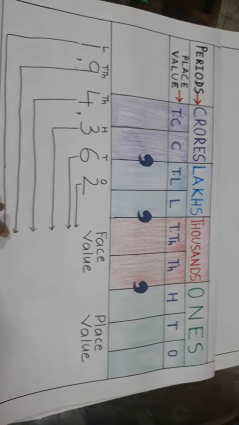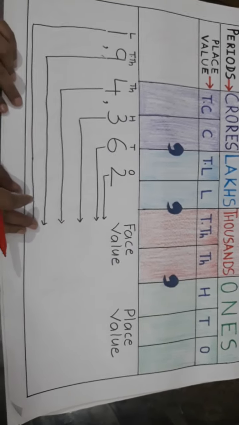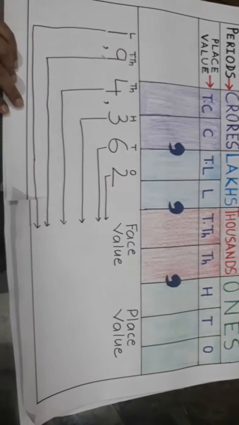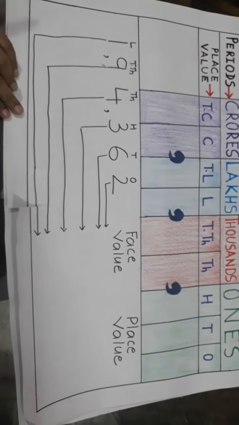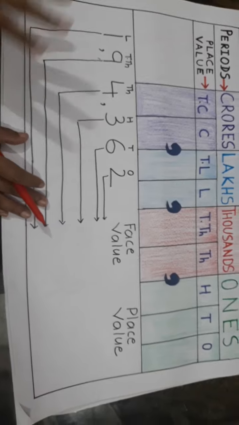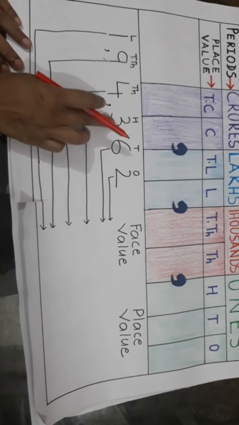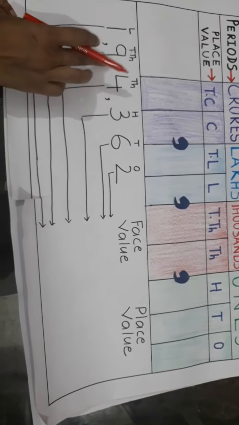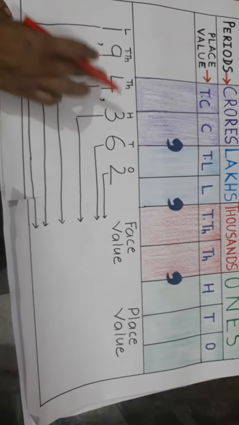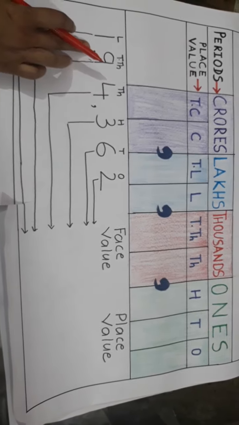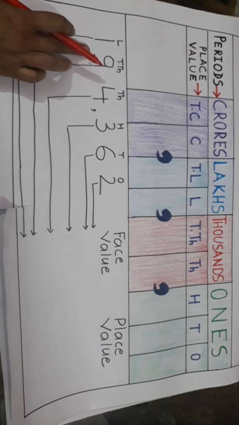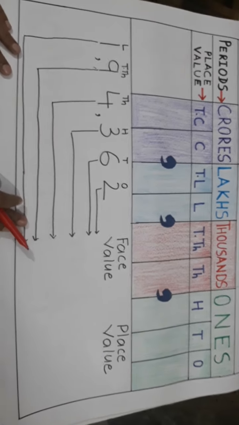Now let's learn about face value and place value with the help of an example. I have written the number and I have put the commas. Can you tell me which system of numeration I have followed? Check: 1, 2, 3, I have put a comma. 1, 2, I have put a comma. So after 2 digits, I have put a comma. So which system of numeration is this? This is the Indian system of numeration.